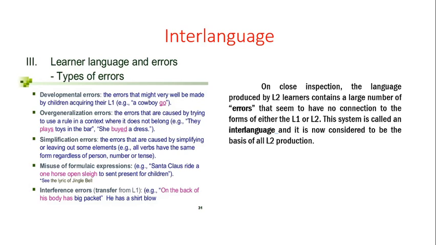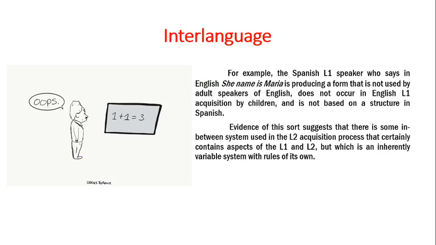Example, all verbs have the same form regardless of person, number, or tense. Misuse of formulaic expressions. Santa Claus ride a one-horse open sleigh to send a present to the children. So, misuse of formulaic expression. Interference error: on the back of his body has pickpocket. He has a shirt below. So, these are some examples of interlanguage errors.